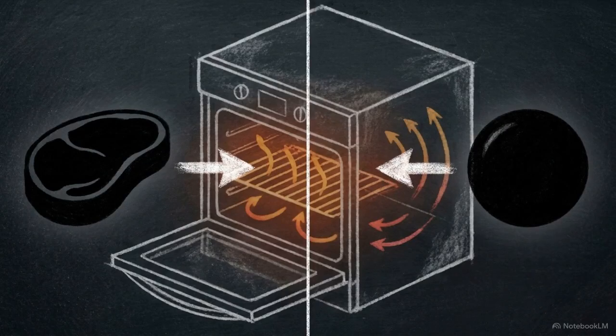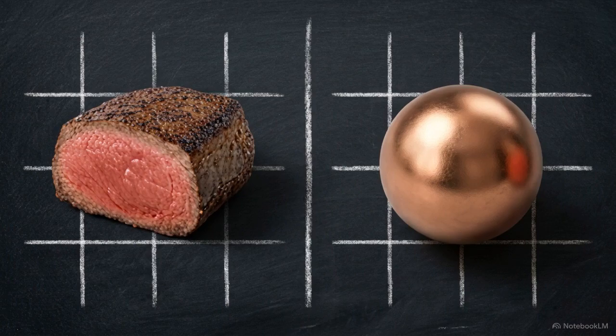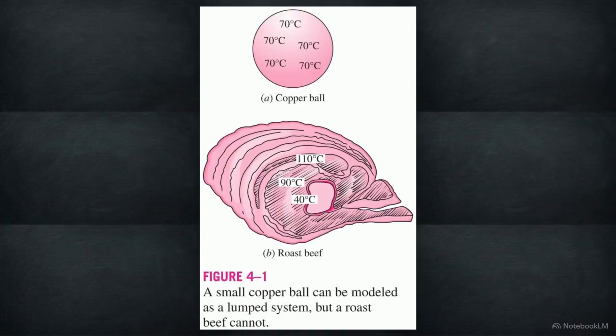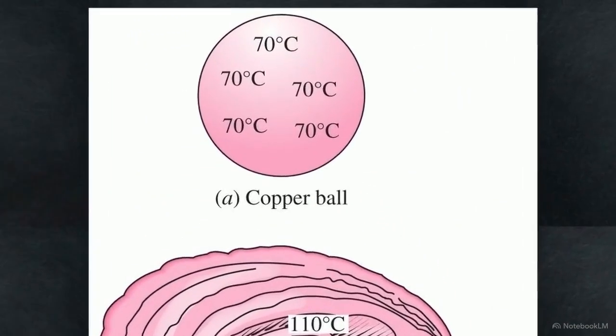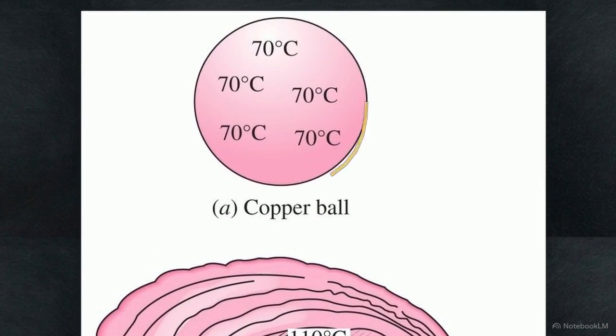Let's run a test. We are going to place two very different items into our hot oven, a thick cut of roast beef and a small copper ball. Looking at this diagram, the beef shows massive temperature differences. The outside is a scorching 110 degrees, but the center is a cool 40. Now, look up at the copper ball. It's highly conductive, so its internal temperature is exactly 70 degrees everywhere simultaneously.